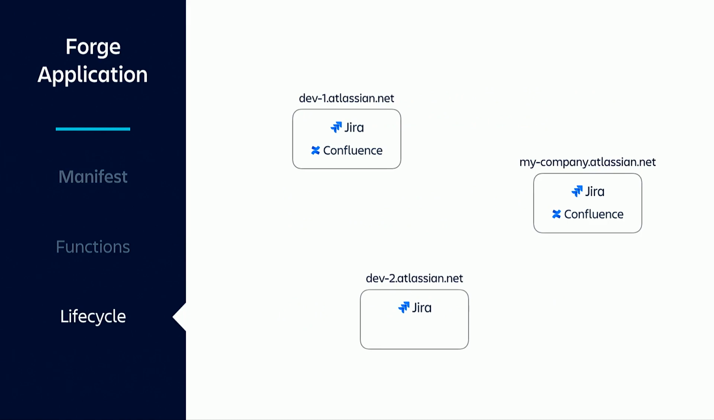Before your app starts working, it needs to be installed into a site and a product. So you need to run the forge install command, and from then on, your application can start receiving events from the site or showing a user interface, and so on. But what if you want to have different versions of your application installed on different sites? For example, you may have some bleeding edge version with some experimental features that you want to test, and you want to have a stable version of your application which is installed on your production site.